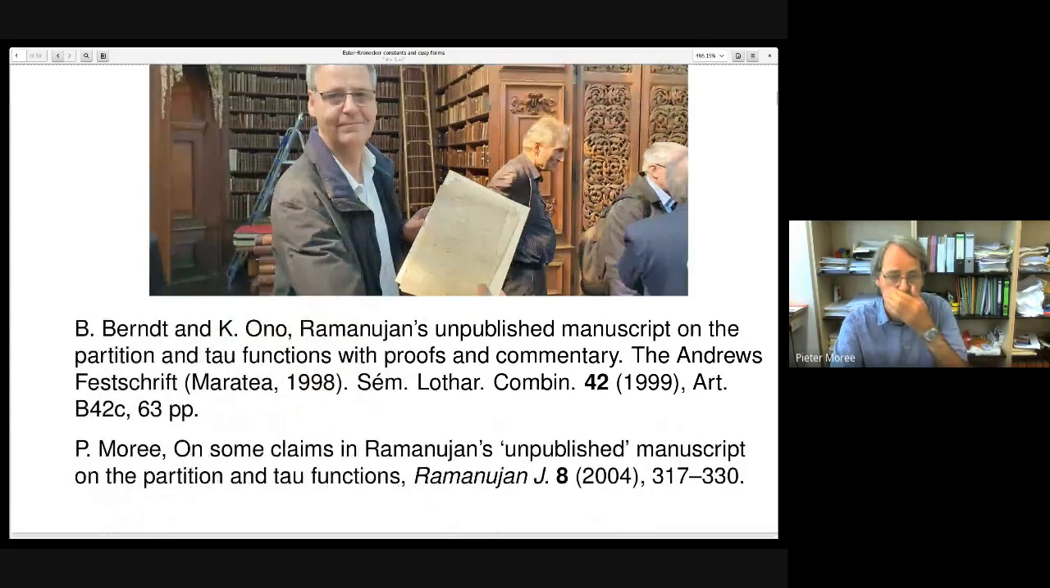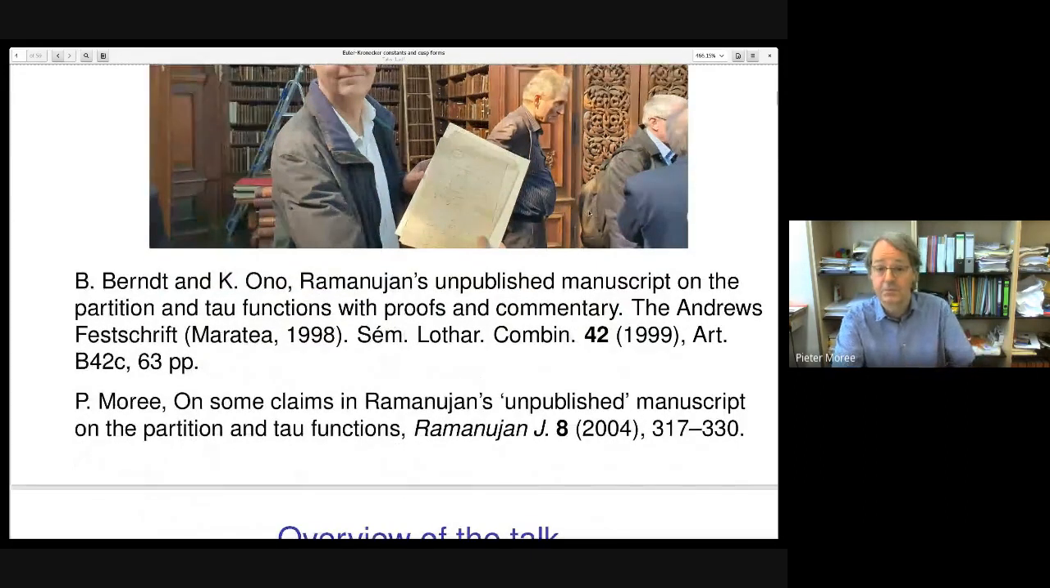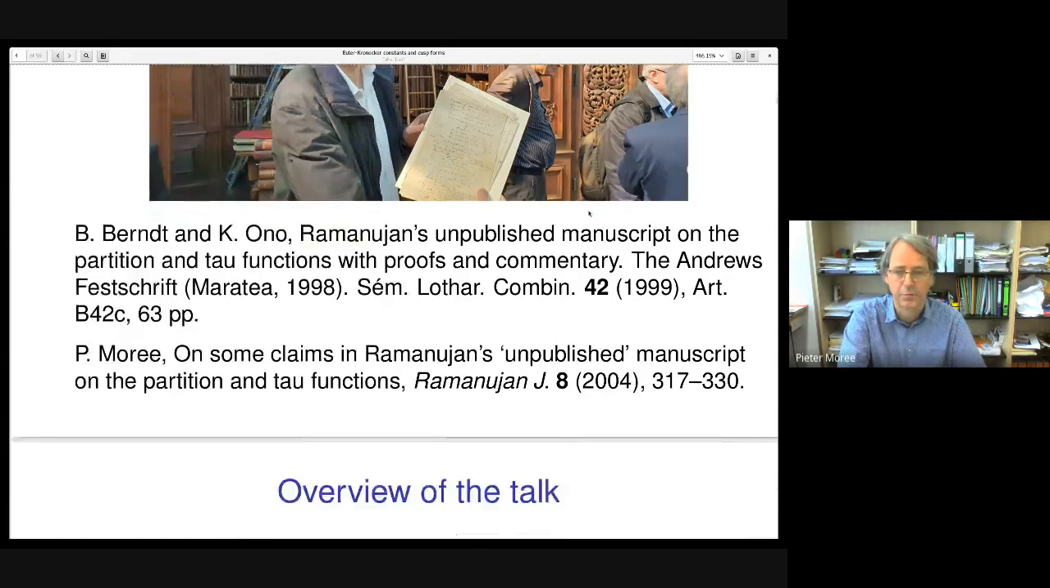The unpublished manuscript is full of amazing identities on Fourier coefficients and congruences. It was finally published by Bruce Berndt and Ken Ono, and what I did was published in 2004. So the present talk in some sense is a fusion of those two things and a considerable extension of the earlier work.